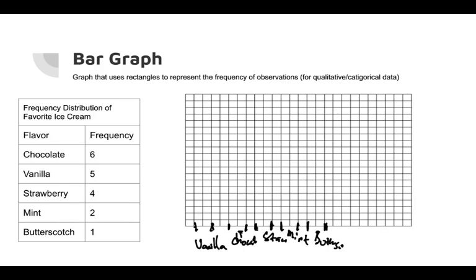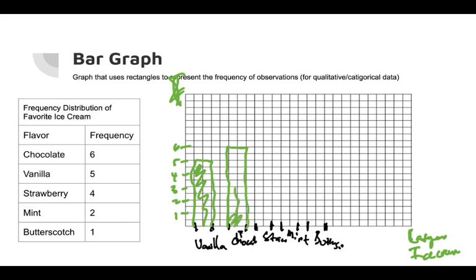So for vanilla, hold up, 1, 2, 3, 4, 5, 6. Again, frequency is over here, so this is F for frequency, and then my categories are here, right? Or this is the ice cream. Okay, and so then for vanilla, I'm going to put a bar up to 5. And then there's a gap. Chocolate has a bar that goes up to 6. And then there's a gap. Strawberry has a bar that goes up to 4.